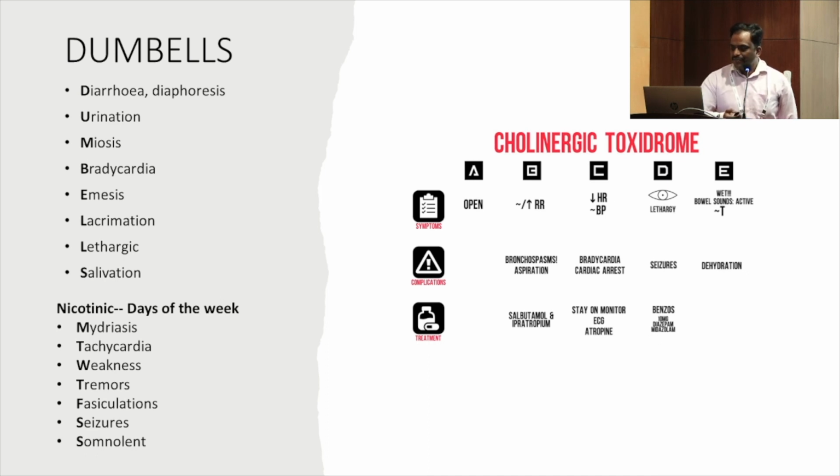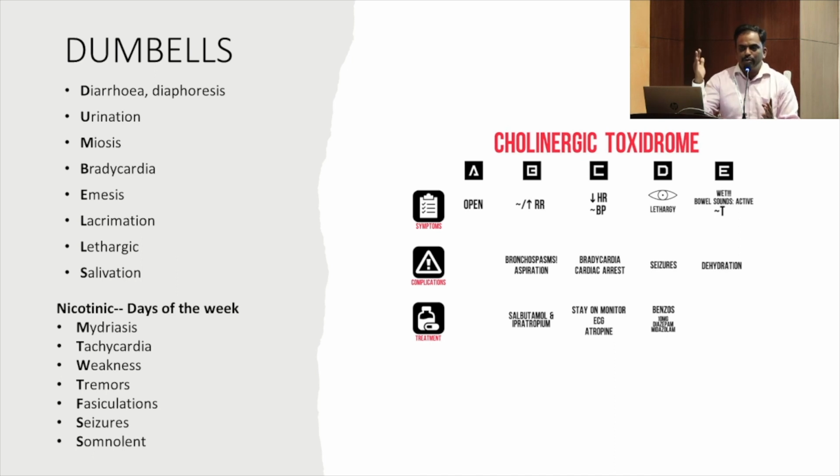somnolent. Another way of remembering these toxidromes is to ask what is happening to our A, our airway? What is happening to our breathing? What is happening to our circulation? D, disability, is our pupillary signs and mental functions. And E is something extra which we can think of. Most of the time the airway might be open, but sometimes because of increased secretions, the airway might also get compromised. Breathing, in mild poisoning there will be an increased respiratory rate, and it might result in bronchospasm and aspiration.